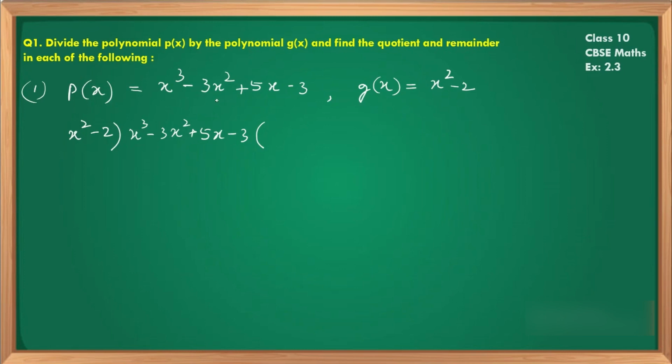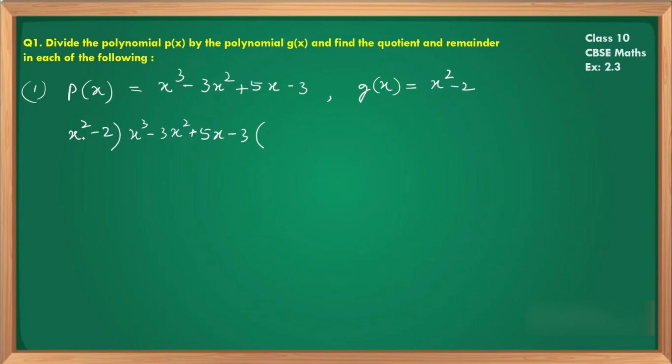We need to divide the first polynomial p(x) by the polynomial g(x). Now, we have already written here. This is written, which is the divisor. g(x) is the divisor. It is written here. And x cube minus 3x square and so on is written as the dividend. Now, we need to divide this dividend by the divisor x square minus 2.